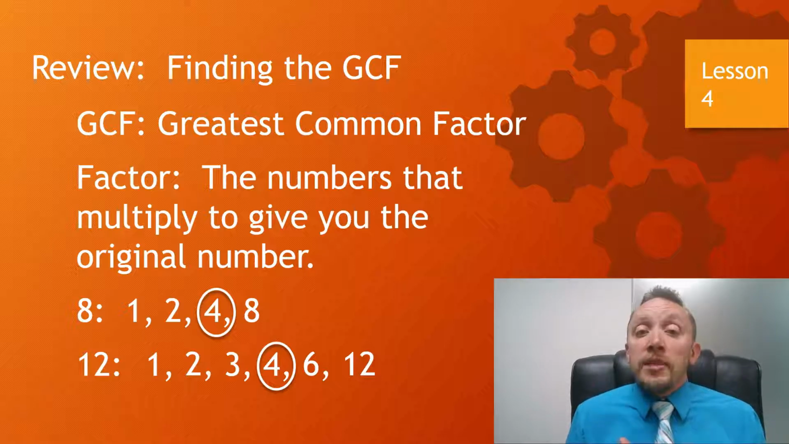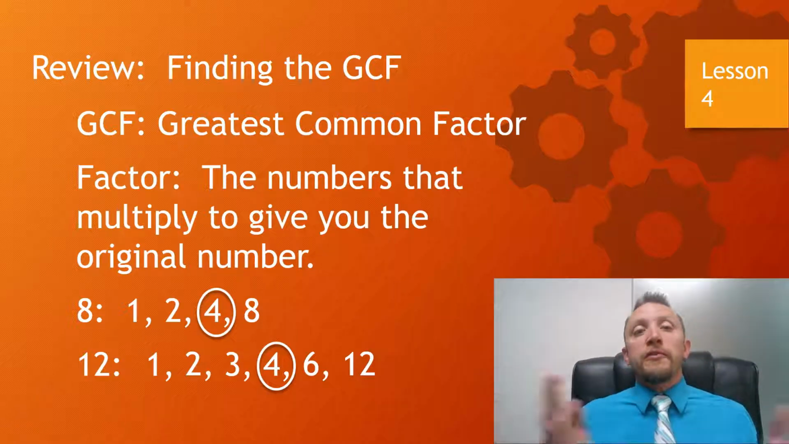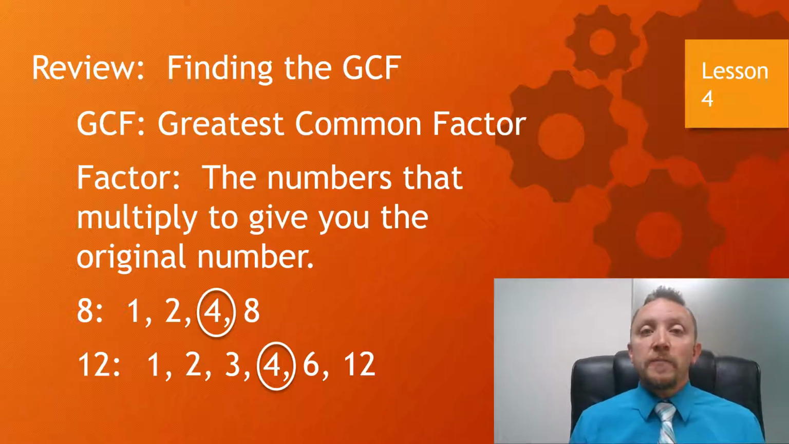8 obviously goes into 8, but 8 does not divide into 12 evenly, so we don't want to use 8. What's the next largest number that goes into 8? 4. 4 goes into 8. Oh, 4 also goes into 12. There we go. We just found our greatest common factor. So that's the way that I like to approach it, but if you struggle with that, you can list out the factors individually like we just did, and then find the greatest common factor that way.